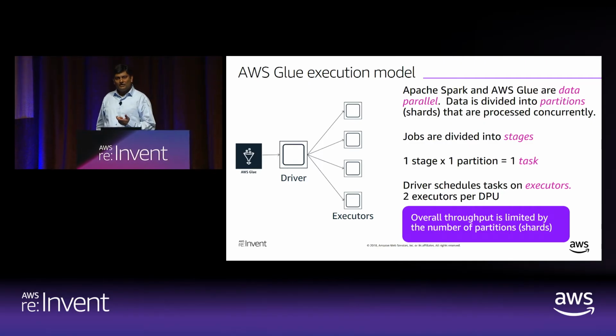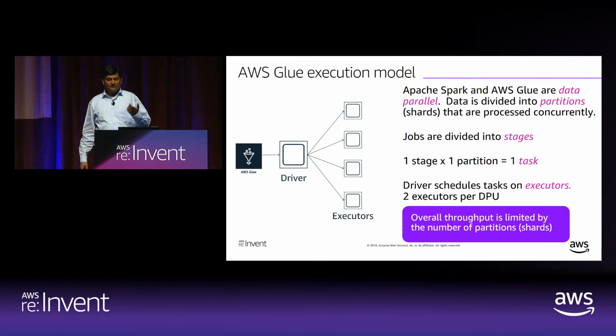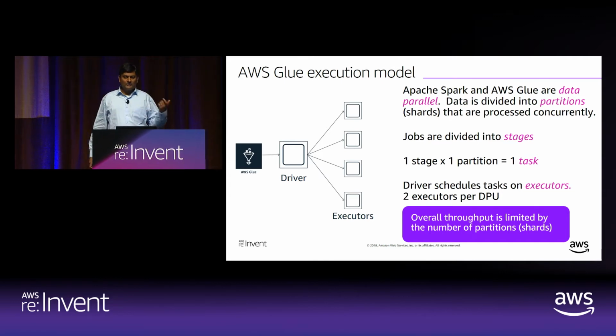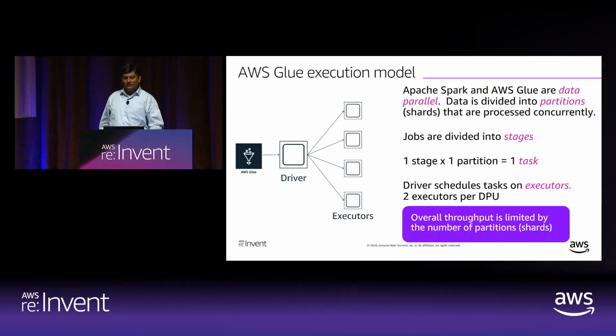For every DPU that you ask Glue to run a job for, we allocate 2 executors. It's just a standard mapping that we have. And what you'll notice here is that the throughput of our system, the sort of optimal throughput of our system, is limited by the number of partitions or shards that you have in your program, okay? Or in your data set.